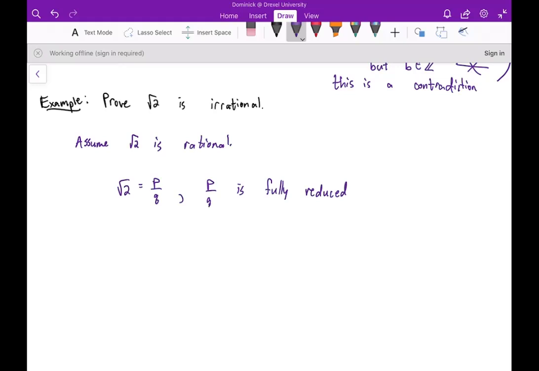All right, just to make that clear here. If we're looking at a rational number, we're just going to assume that it can be written uniquely as a fully reduced fraction. Okay, so let's go ahead and take a look at this.